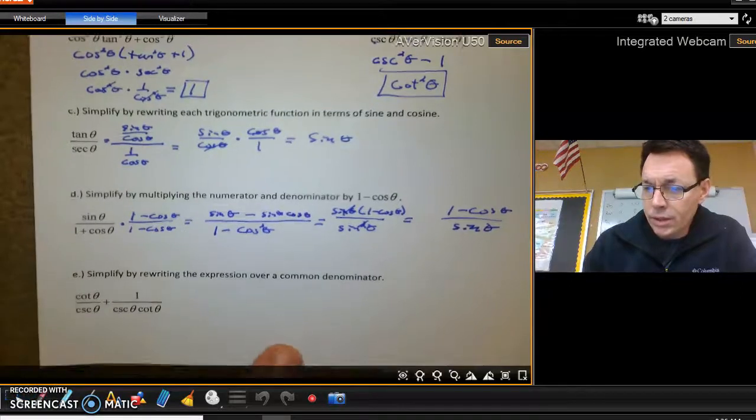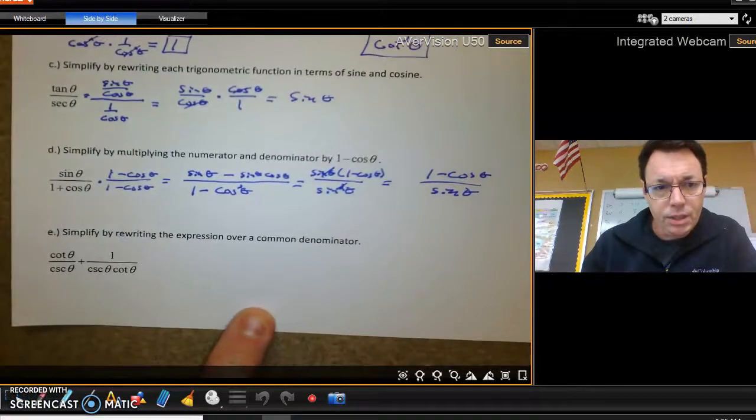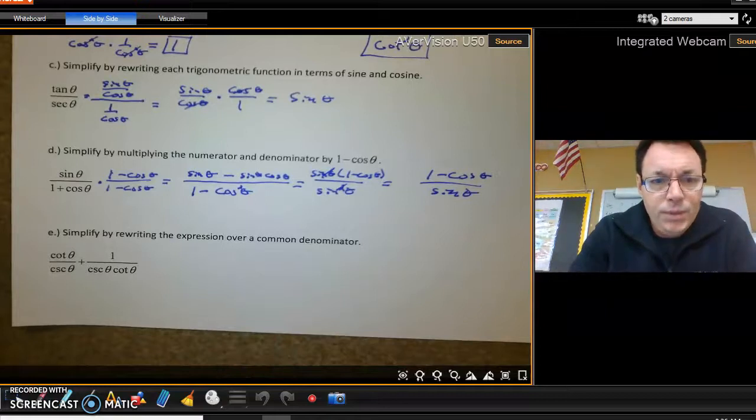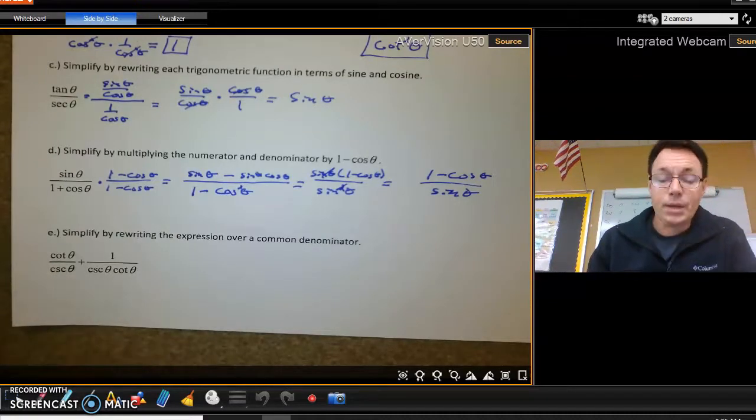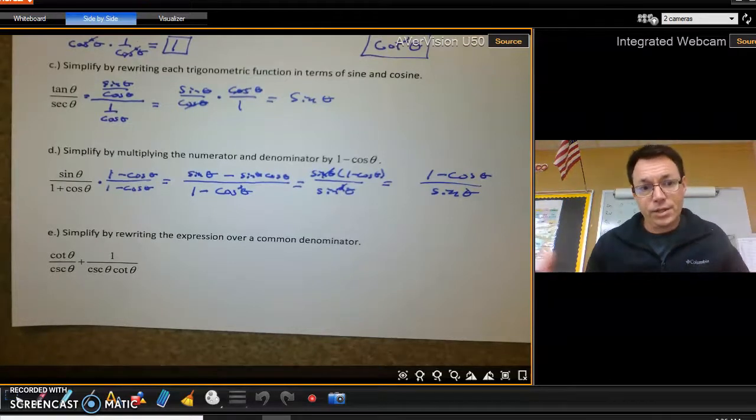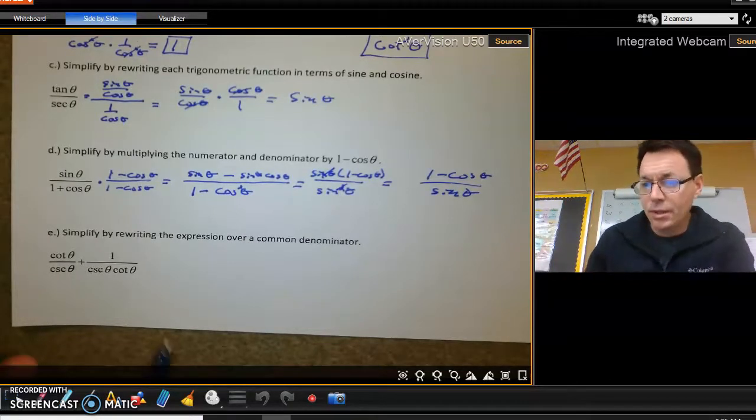All right, so let's take a look at the last one here. Again, the directions say, simplify by rewriting the expression over a common denominator. So I've got two fractions, and I'm going to get a common denominator, which probably means I'm going to then add these two fractions together. That'd be why you would get a common denominator.